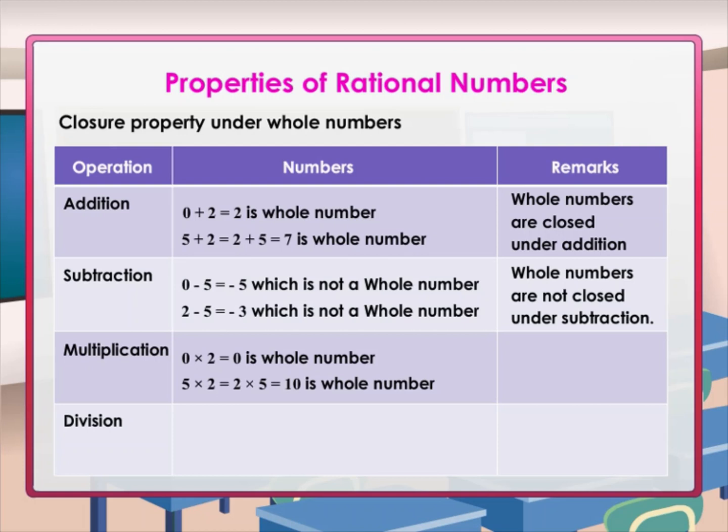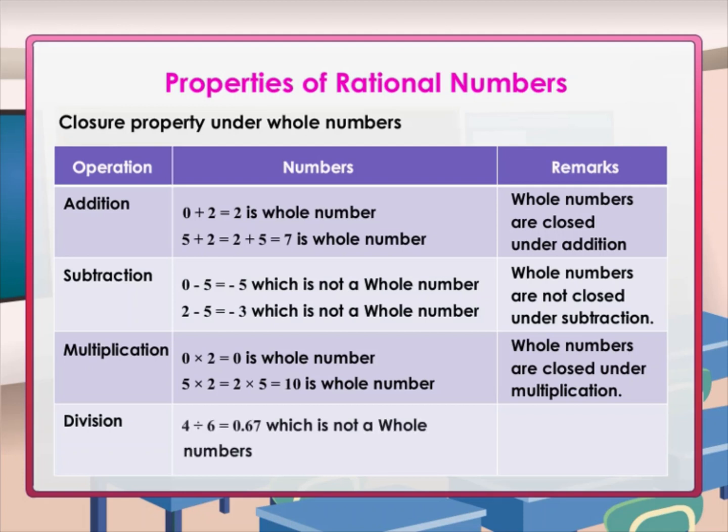In multiplication, 0 multiplied by 2 is equal to 0, which is a whole number. If we multiply two whole numbers, say 5 multiplied by 2, we get 10, which is again a whole number. Whole numbers are closed under multiplication. In division, if we divide two whole numbers, say 4 divided by 6, we get 0.67, which is not a whole number. Whole numbers are not closed under division. We learn from the calculations done so far that whole numbers are closed under addition and multiplication, but not under subtraction and division.